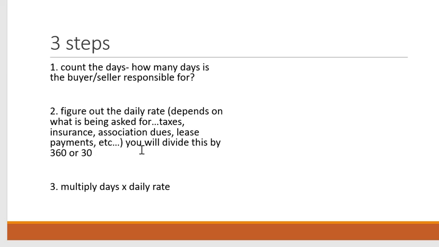So here's the money. Here's our 3 steps. Step 1, count the days. How many days is the buyer or seller responsible for? Step 2, figure out the daily rate. Depends on what's being asked for. Taxes, insurance, association dues, lease payments, etc. You're going to divide this by 360 or 30. And step 3, you multiply the days by the daily rate.